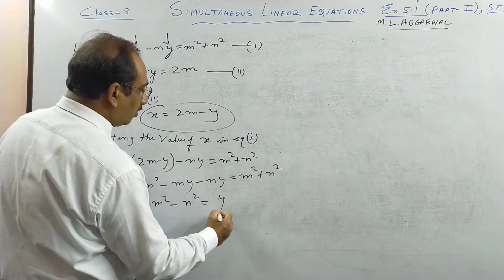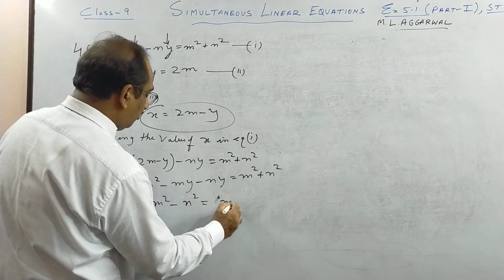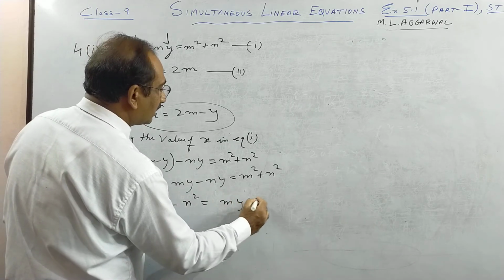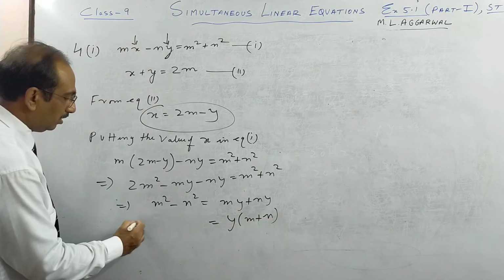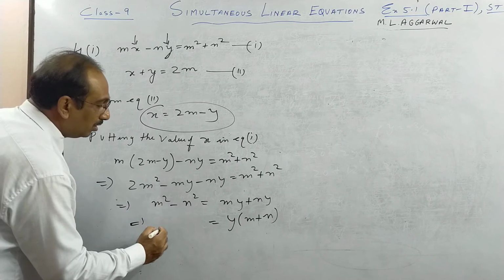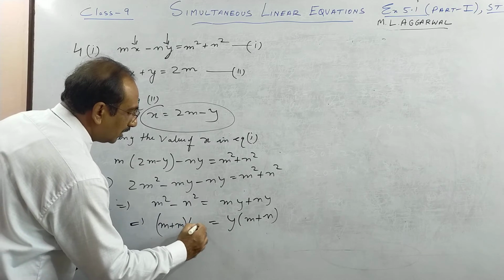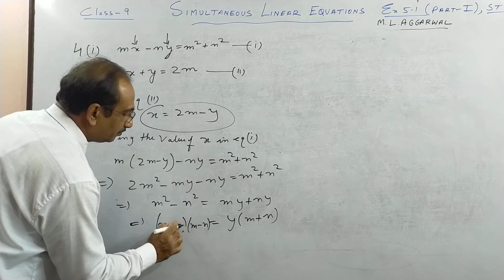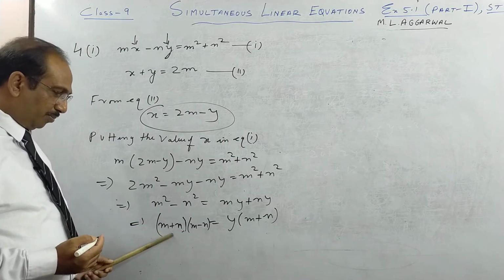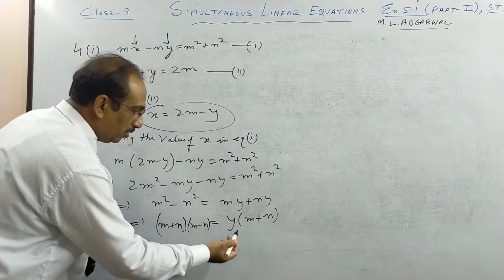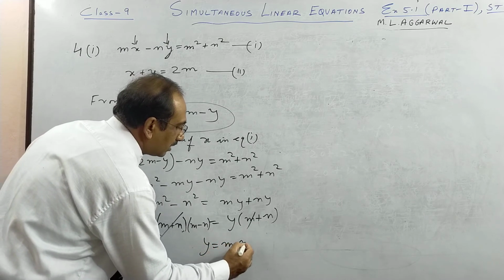Take this to this side, take y common, or one more step I can show you. Let me do my plus ny. Take y common, m plus n, and here we use our difference of squares expansion, m plus n and m minus n. So what we have, m square minus n square, m plus n, m minus n. So finally y, you can take this down and cancel. I'm cancelling here. y is m minus n.